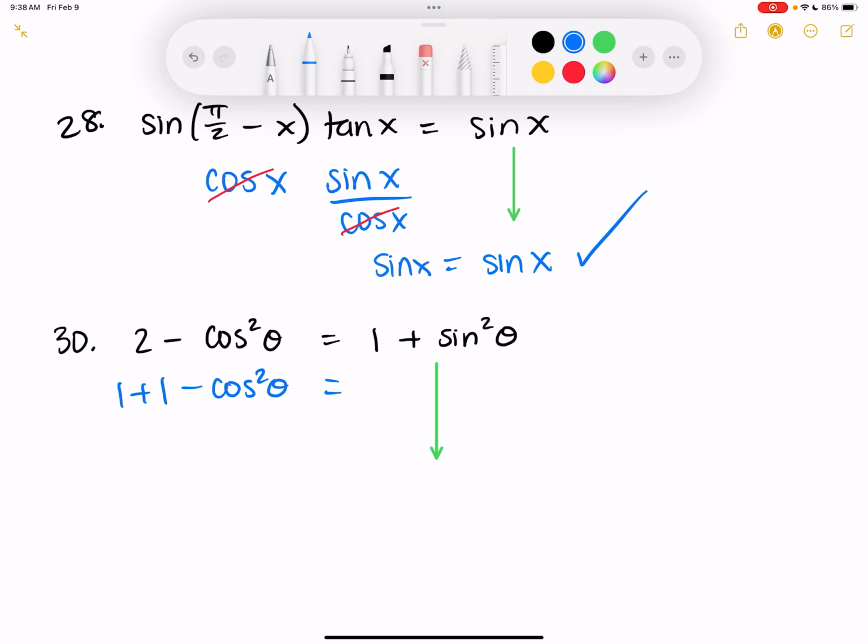What's 1 minus cosine squared theta? You might have to manipulate one of your identities to be able to do it. But what is 1 minus cosine squared theta? Use sine. Yep, so sine squared plus cosine squared equals 1. So sine squared would be equal to 1 minus cosine squared. So now I'm left with 1 plus sine squared theta, which is equal to what I had over here. And it's verified.